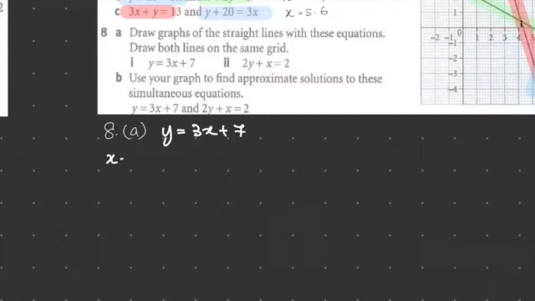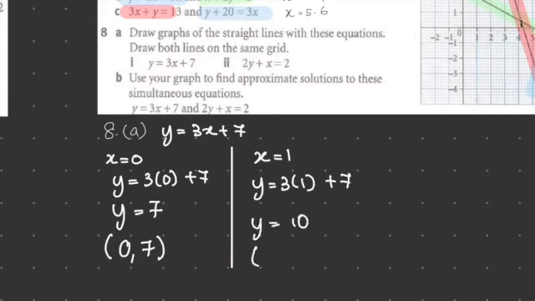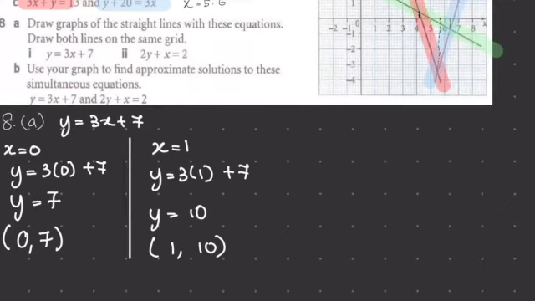So when x is equals to 0, I need to find out what's the other coordinate. Y is equals to 3 times 0 plus 7. The y coordinate will be 7. So here I get one coordinate. I need to find two coordinates, by the way. So I need to find the other coordinate. I will say, oh, what if x is equals to 1? Y is equals to 3 times 1 plus 7. Y is equals to 10. My coordinate will be 1, 10. So I need to draw a graph that looks like this. And then for the other line, I need to do the same.